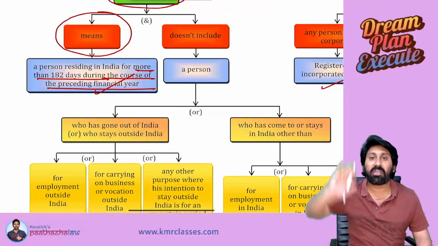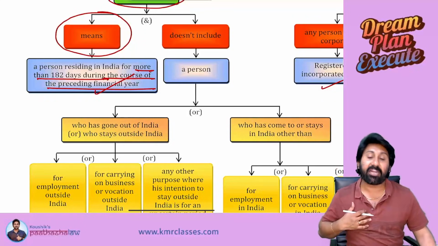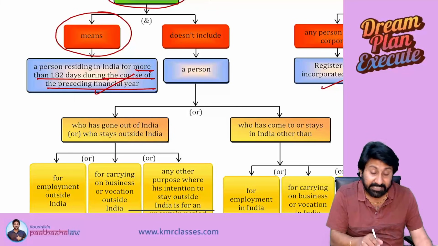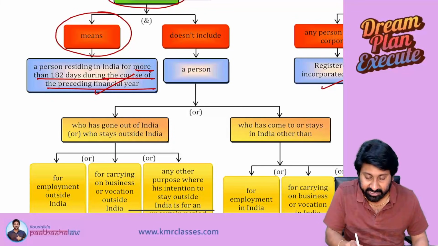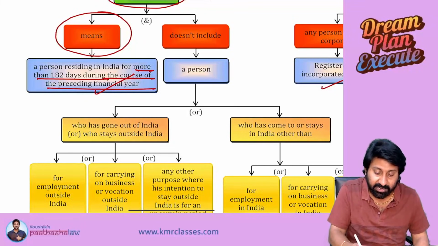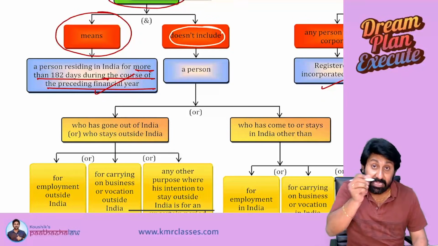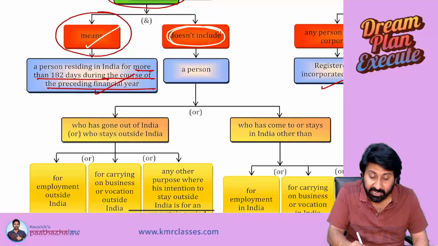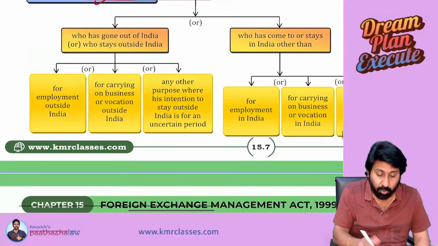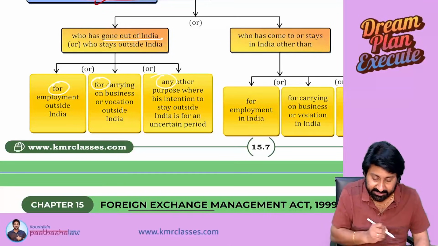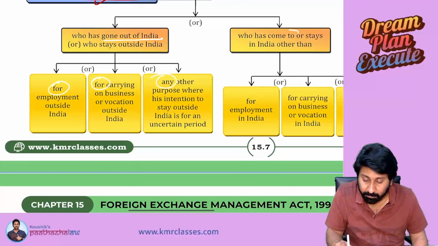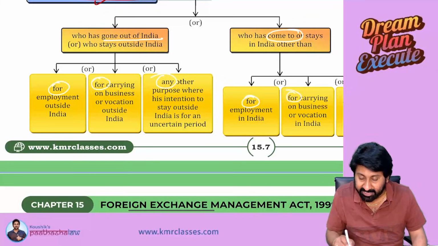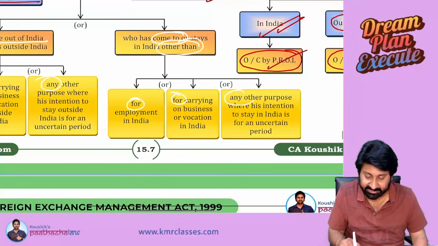Sir, I stayed for more than 182 days in the preceding financial year. Please treat me as a PRI. No. This is only the preceding financial year condition. Next, it does not include. What is the meaning of does not include? Even though you satisfy this condition, you are not included in the definition of PRI if you are a person who has gone out of India for these three reasons, or who has come to India for other than these three reasons.